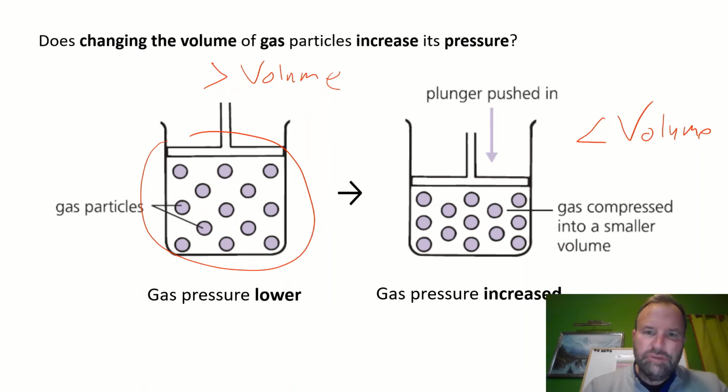the number of particles originally here are in a lower volume or less volume. That being the case, there's a greater chance that particles will hit one another and hit the wall, increasing their probability of colliding and hitting the inner wall of the container. Hence, gas pressure is increased.